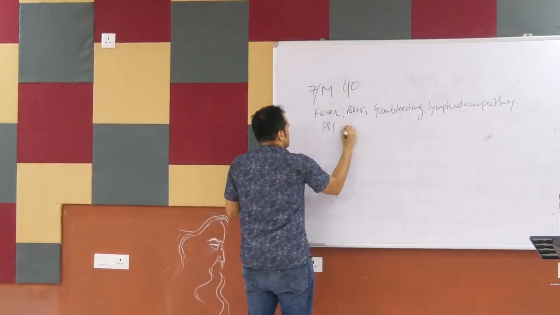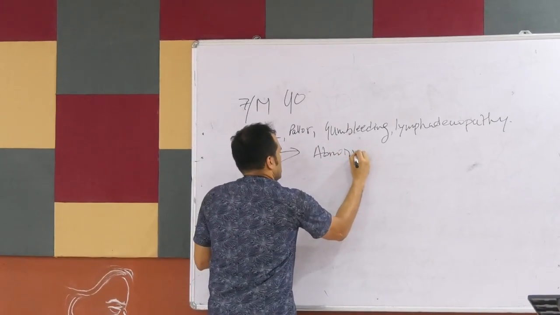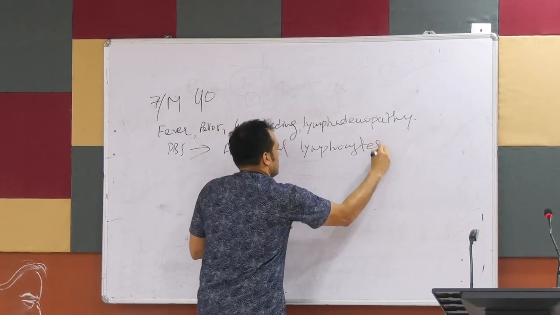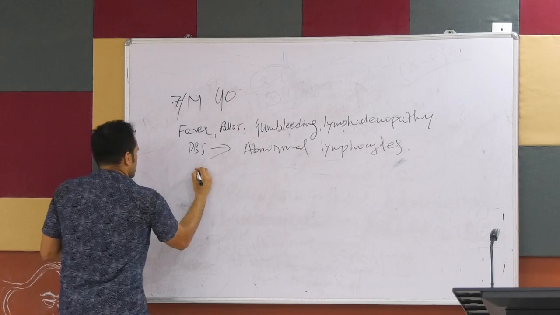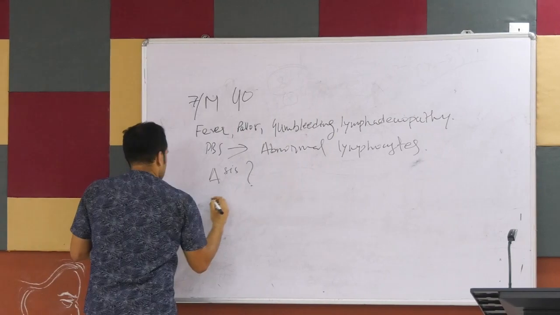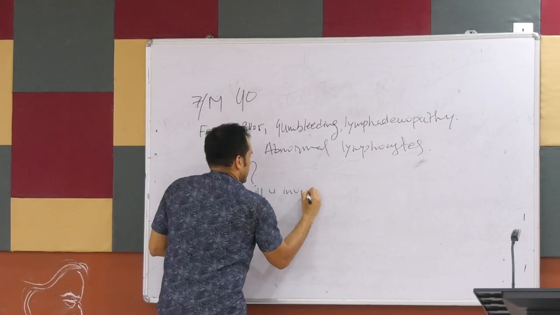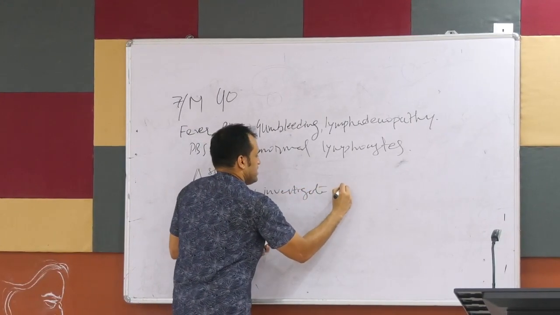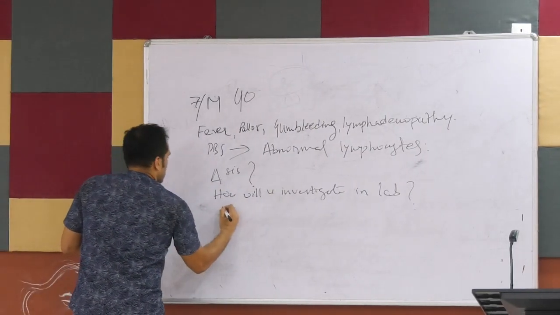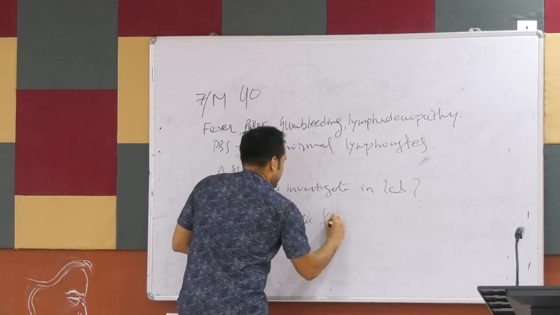Okay, so these are the presenting symptoms: fever, pallor, gum bleeding, and lymphadenopathy. Peripheral blood smear. So what is your provisional diagnosis? Question number 1. How will you investigate in lab? That is number 2. Number 4, prognostic factors.